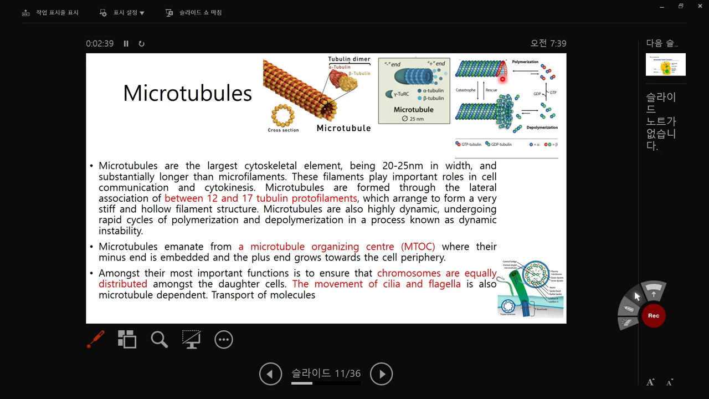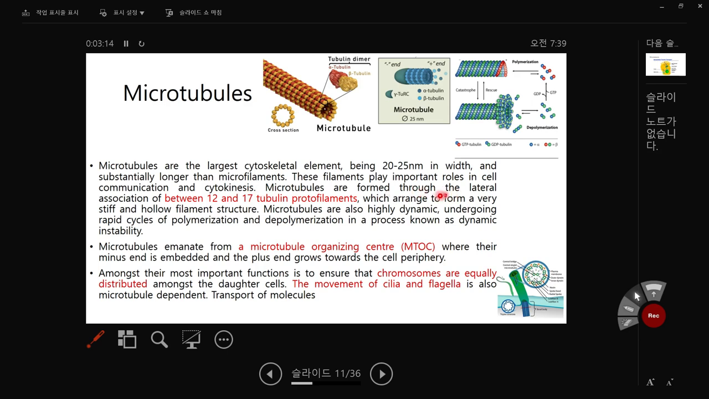And then also, when they make the microtubule, they use GTP. So GTP, GDP, and they consume ATP, make the polymerization, and then they rescue the microtubule. Microtubules are the largest cytoskeleton element, 25 nanometers in diameter, substantially longer than microfilament. These filaments play an important role in cell communication and cytokinesis.